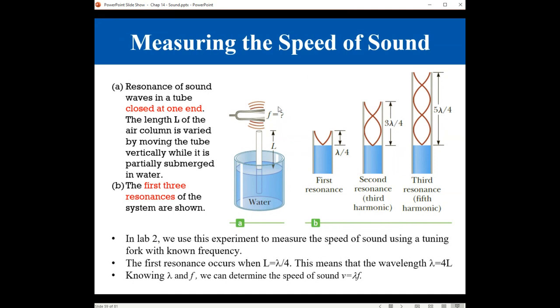Usually in this experiment, you start moving the tube up and down in water until you hear the sound amplified to check that you have a resonance. So the first resonance corresponds to this. You measure L. L corresponds to 1/4 lambda. From there, you calculate lambda. It's 4L. Once you have lambda and you have the frequency of the tuning fork, multiply them, you get the velocity of sound.